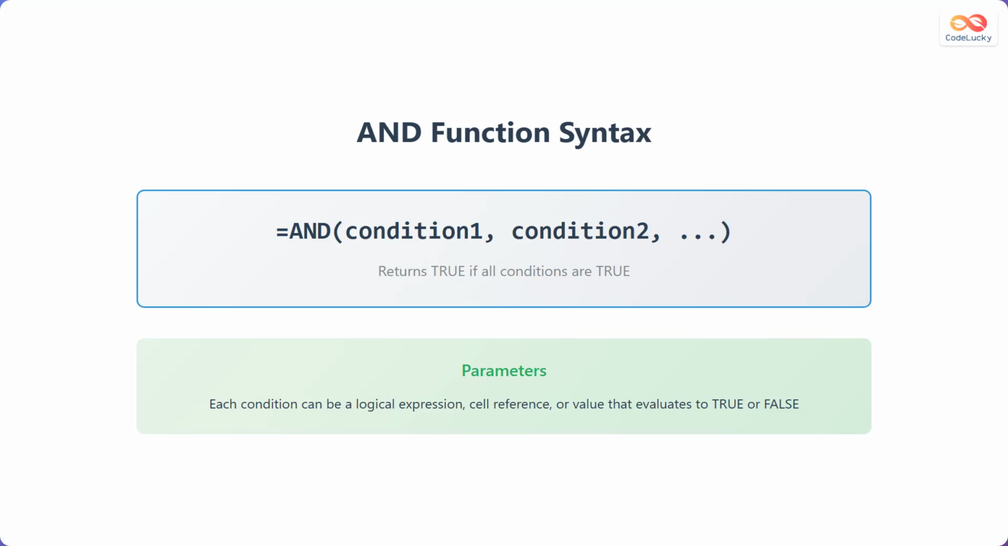The syntax for the AND function is as follows: equals AND(condition 1, condition 2). The function takes one or more conditions as arguments. Each condition can be a logical expression, a cell reference, or a value that evaluates to either true or false. The AND function returns true only if all conditions are true, otherwise it returns false.